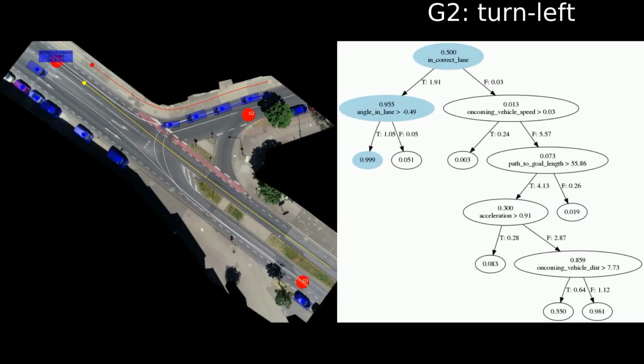Here we show a case where verification fails. However, even when verification fails, the SMT solver provides us with a counterexample which can teach us about the way in which the model works. The vehicle we are interested in is again coming from the west, and the tree shown on the right corresponds to the goal G2, turn left.